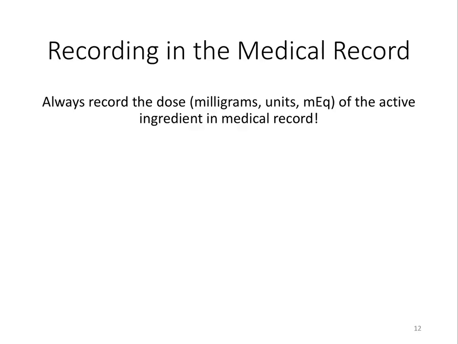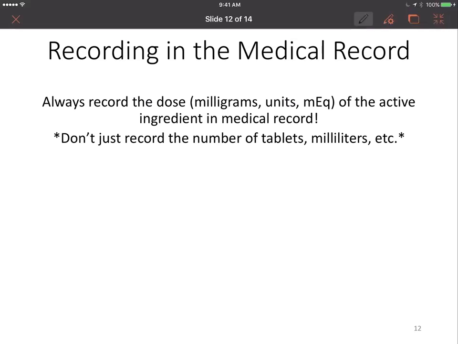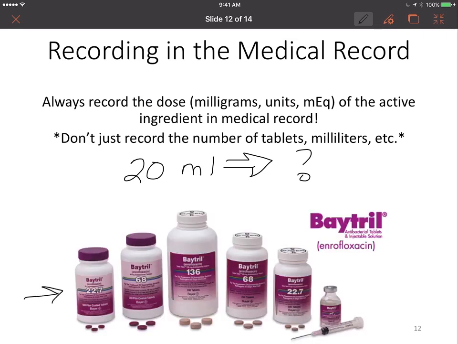It's important to note that when you're recording information in the patient's medical record, you always record the drug dose of the active ingredient, such as the number of milligrams of drug or units of drug, or it could be milliequivalents if it's an electrolyte or something like that. Don't just record the number of tablets or milliliters. If you simply write down that this animal got 20 mils of some drug, that gives you absolutely no information whatsoever. Drugs come in many different concentrations.